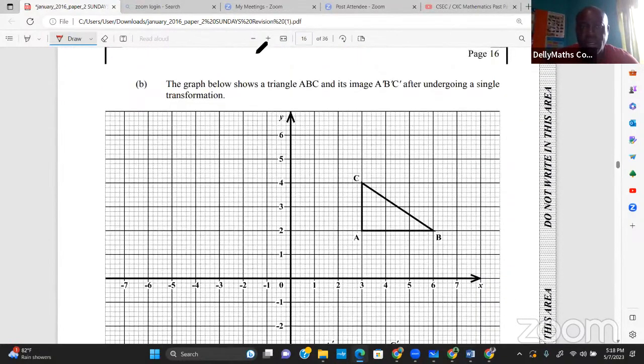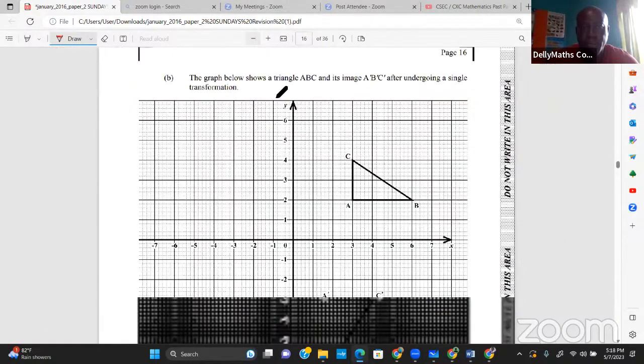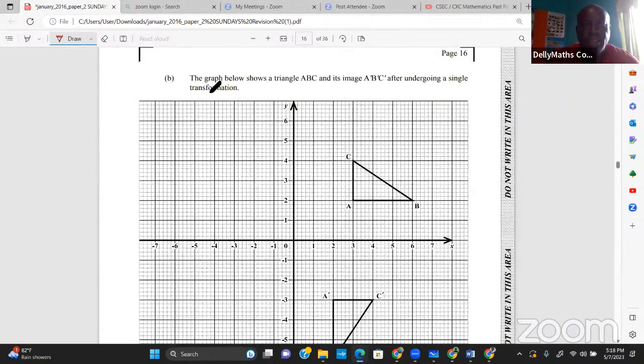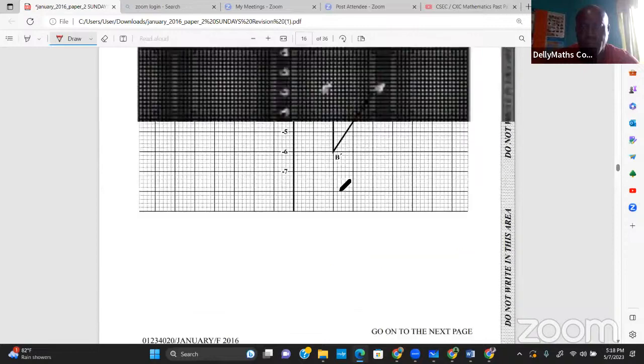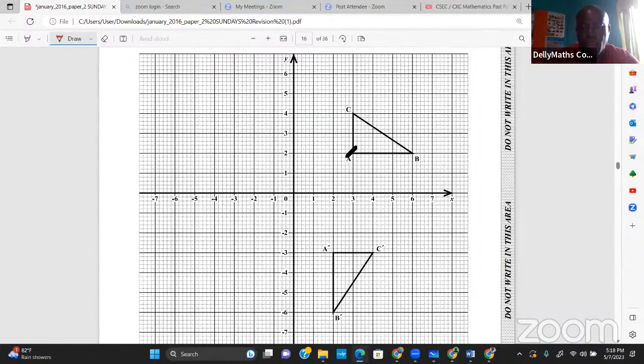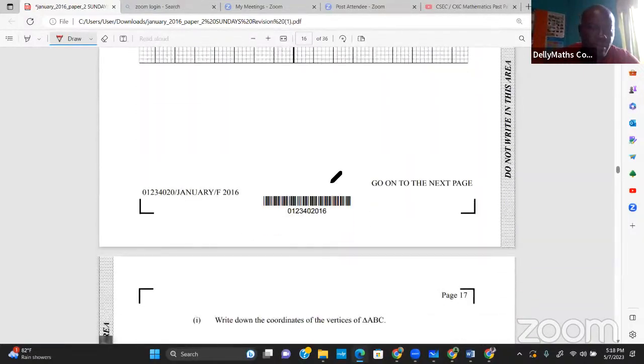All right, let me minimize this a little bit. All right, so this one says the graph below shows a triangle ABC and its image A prime, B prime, C prime after undergoing a single transformation. There it is. All right, let's see what the question is.